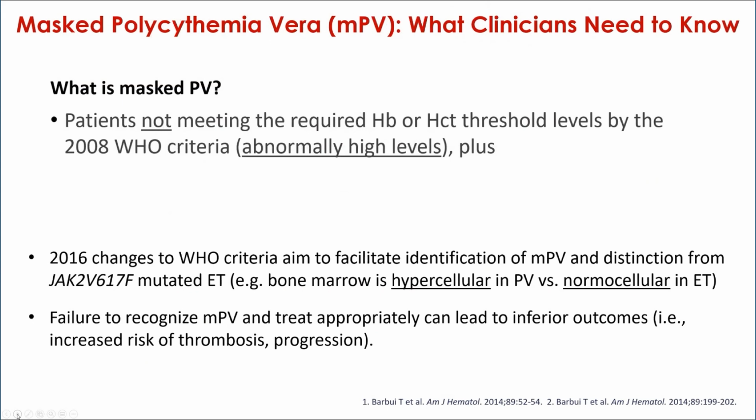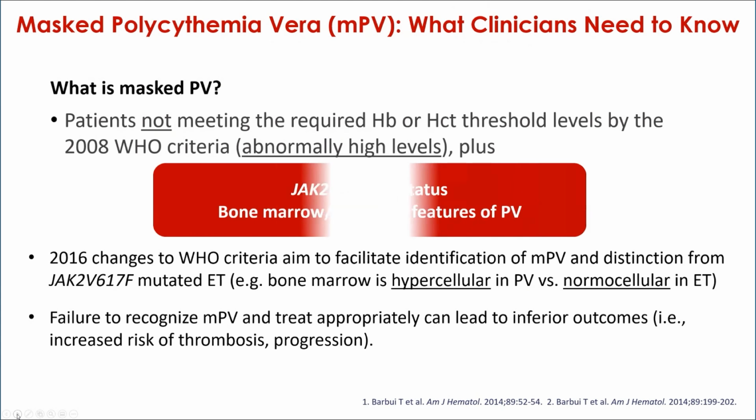Now, what is masked PV? This is more of a clinical term rather than a diagnostic term. You may recall that in 2008, the WHO diagnostic criteria for PV mandated abnormally high levels, but that was decreased in 2016, recognizing that some patients present with the high normal, not abnormally high, red blood cell count because they're already iron deficient to some degree.